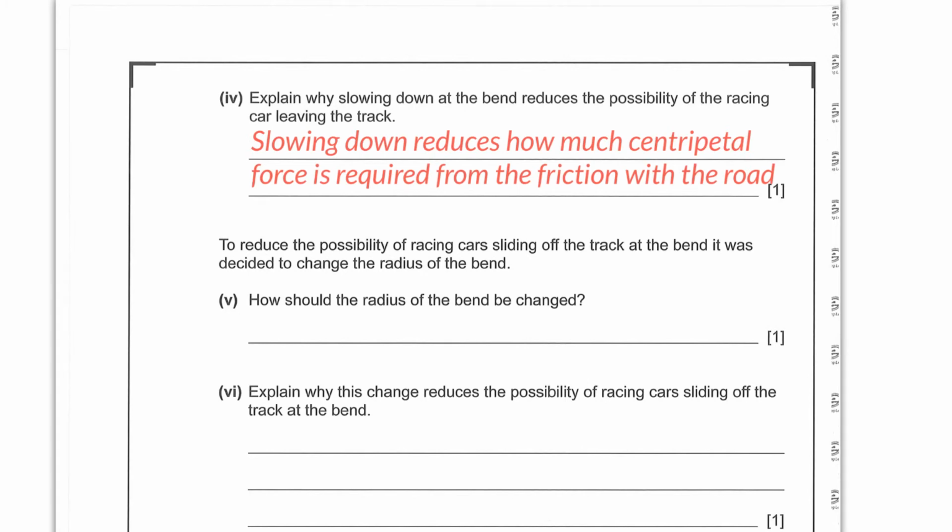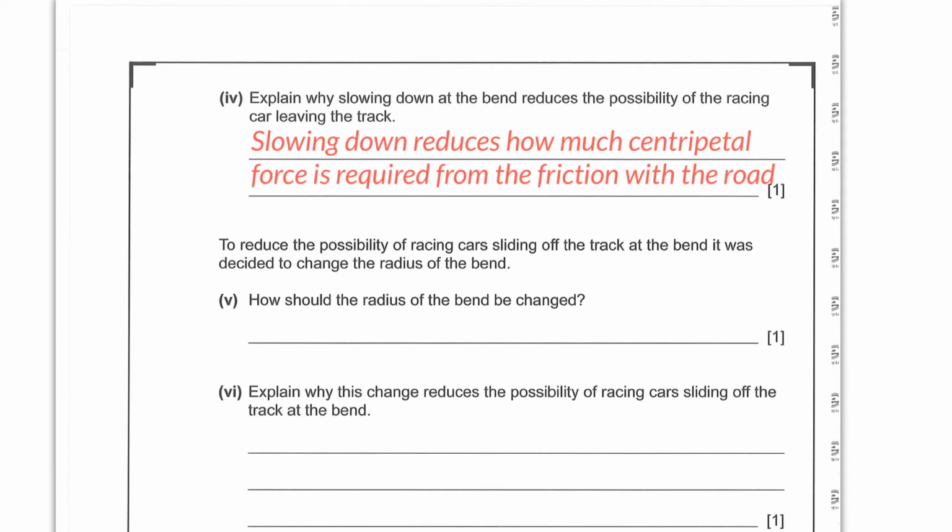So slowing down reduces how much centripetal force is required from the friction with the road. Remember, the friction with the road is what's providing this, so slowing down means that you're less likely to exceed how much is available. Once you exceed the friction available, the car will just slide off the track.